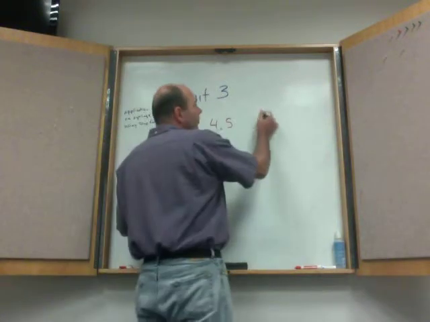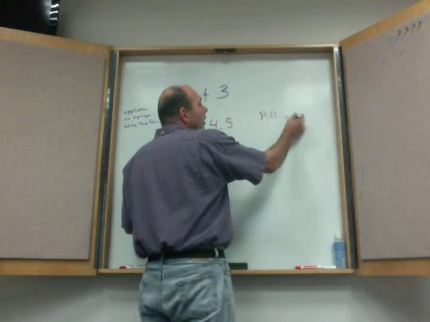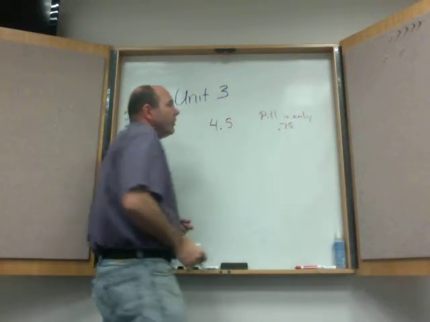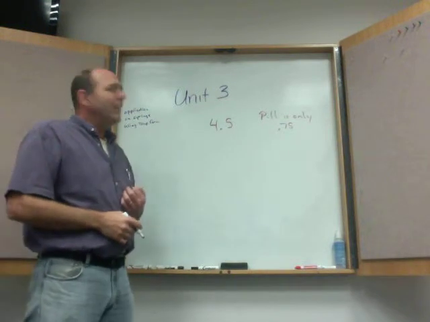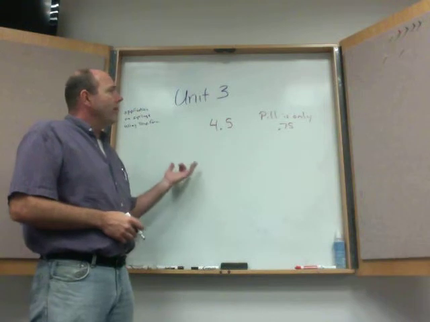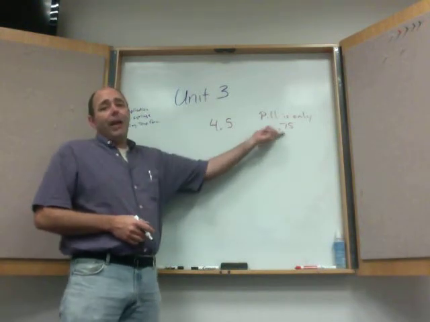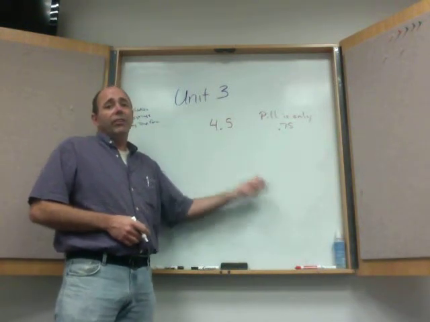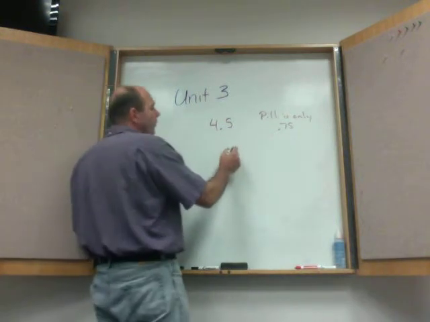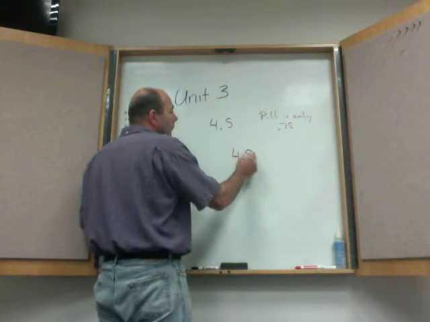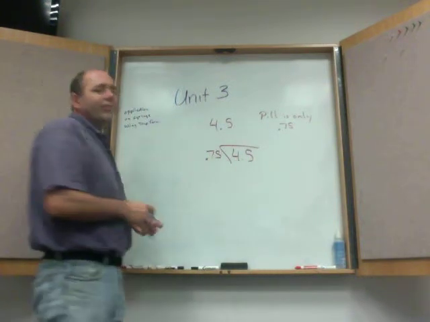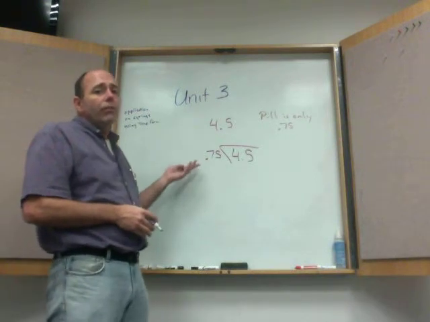So the pill is only 75/100ths. How many pills do they need to take? Well, as in most things in mathematics, there's many different ways to solve this. I could keep adding 75/100ths until I came up with 4.5, or I could take this 4.5 and divide by 75/100ths. So here you can see where we just learned about division of decimals.